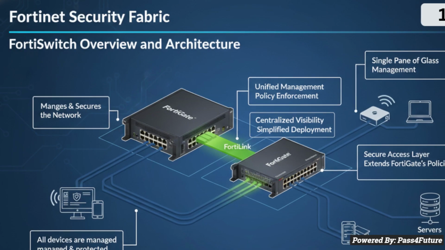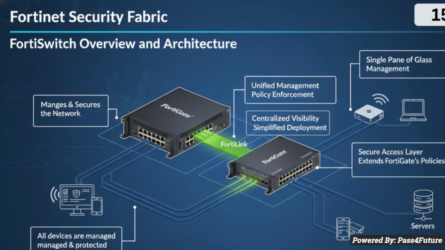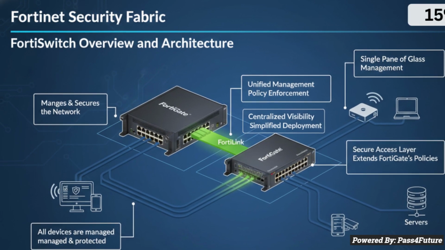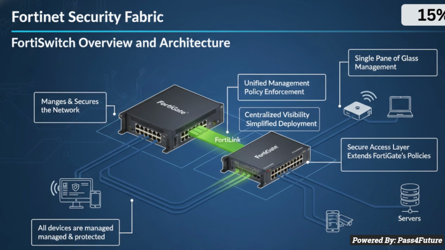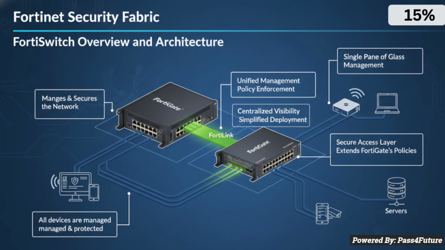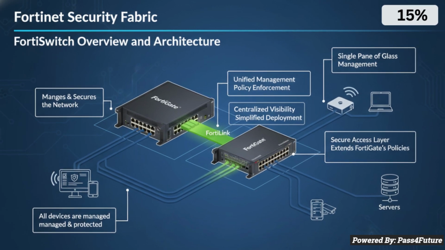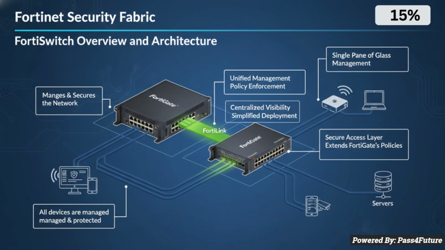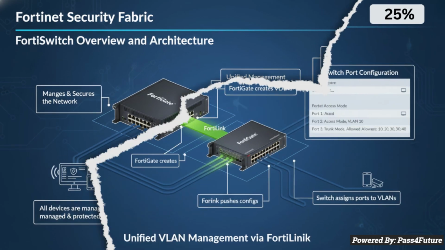To prepare properly, you need to know how the exam topics are divided. Here's a smooth overview of all 5 areas. First, you have FortiSwitch overview and architecture, about 15%. This section covers the basics of FortiSwitch architecture, hardware models, and FortiLink connections. You should be aware of how FortiSwitch integrates with FortiGate devices for network management.